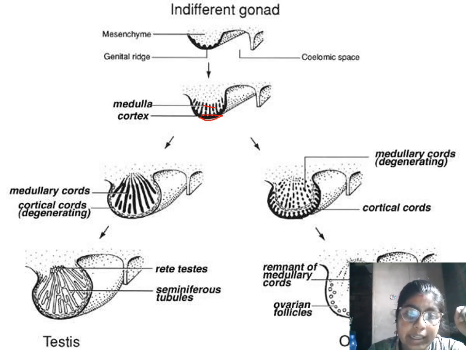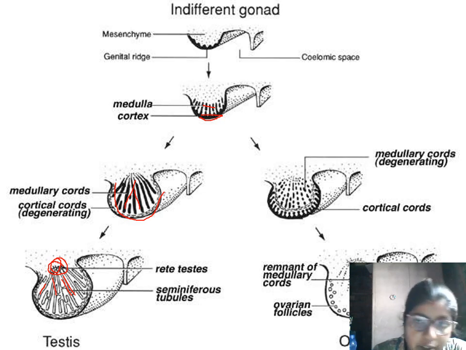Then in males, the medullary cords develop, so the cortex decreases. Here is the cortex, which is decreased. When the cortex decreases, the medullary cords form the rete testis and seminiferous tubules, in which sperm are produced. And in females, the medullary cords regress and the cortical cords develop. Here the cortical cords are developed, and here you can see the ovarian follicle is developed.